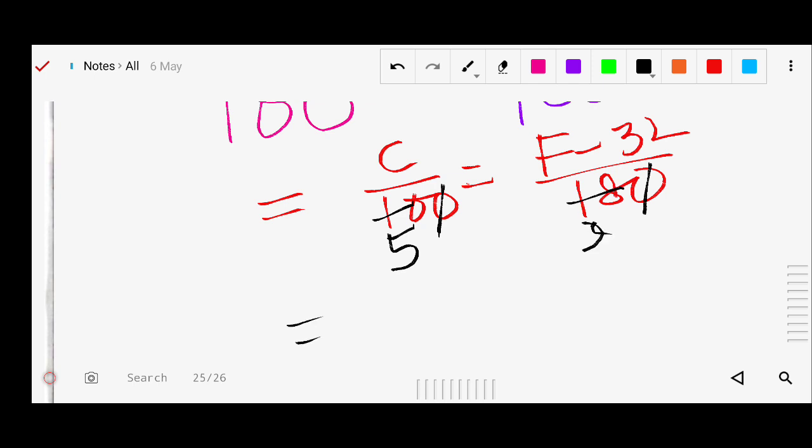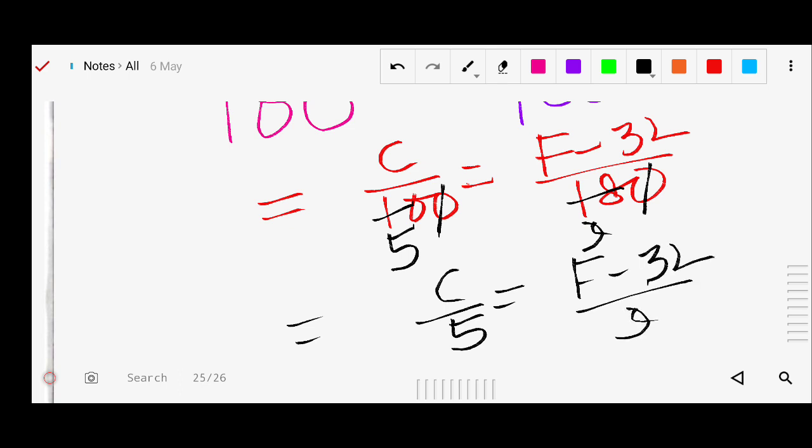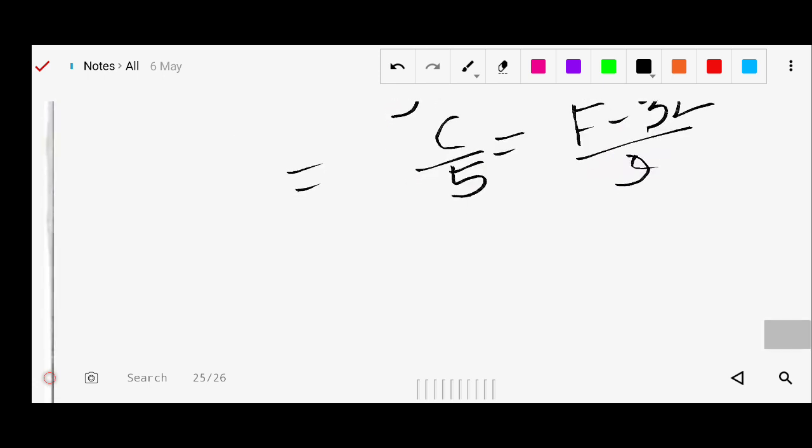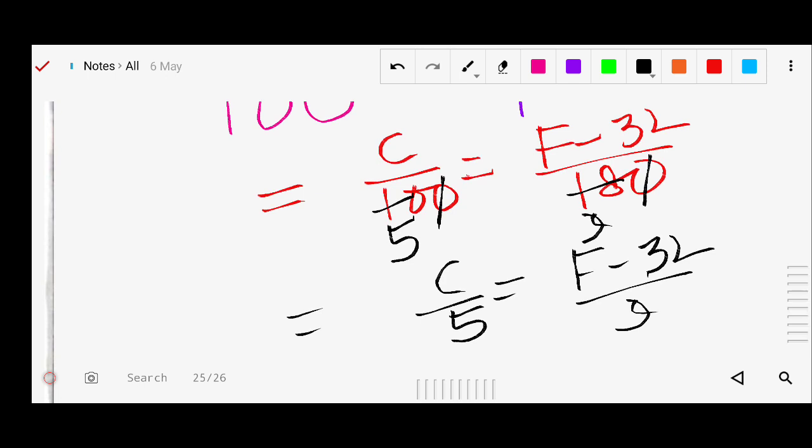So now we have C/5 = (F − 32)/9, right? Now we can do the cross multiplication and we can get F. If you solve this, you will get one formula. That is the main important thing that you have to learn.